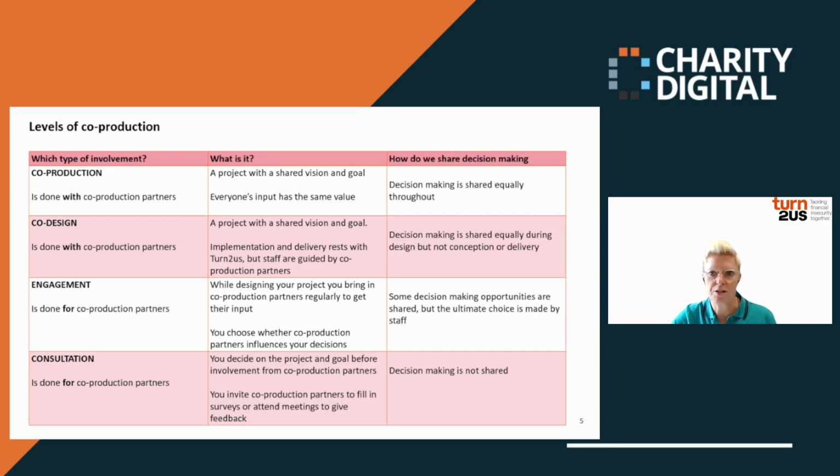And then finally, consultation. So you decide on your project and its goal before any involvement from co-production partners. You gather information by inviting them to fill in surveys, attend meetings, or say which proposal they prefer, what they think about an issue. And you draw conclusions and make decisions based on the knowledge you learn. And the knowledge you learn here is limited by the scope of the questions that you decide to ask. So different levels of co-production are used for different projects, but all are equally valid. And you need to decide what the most appropriate level is for the project that you're working on.